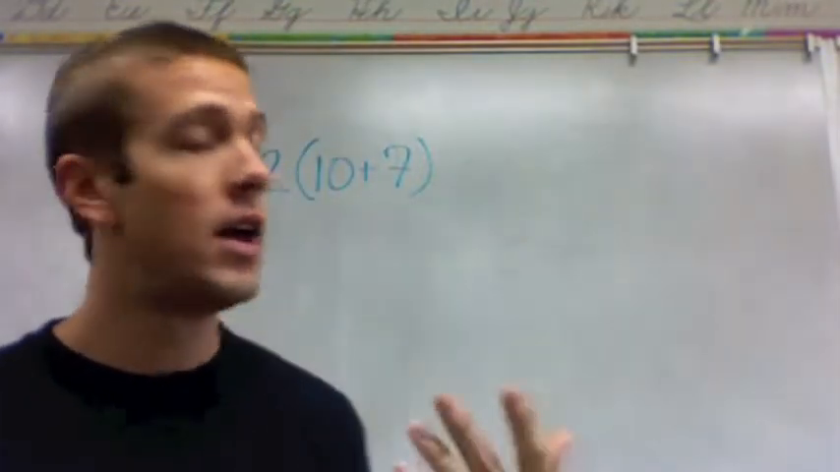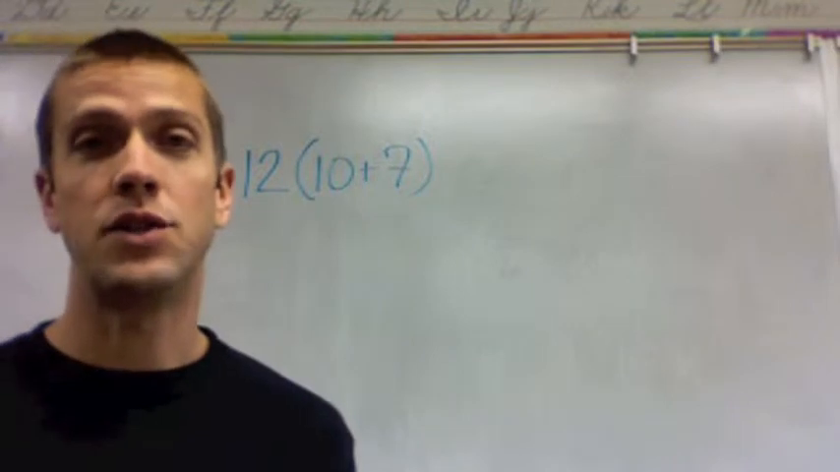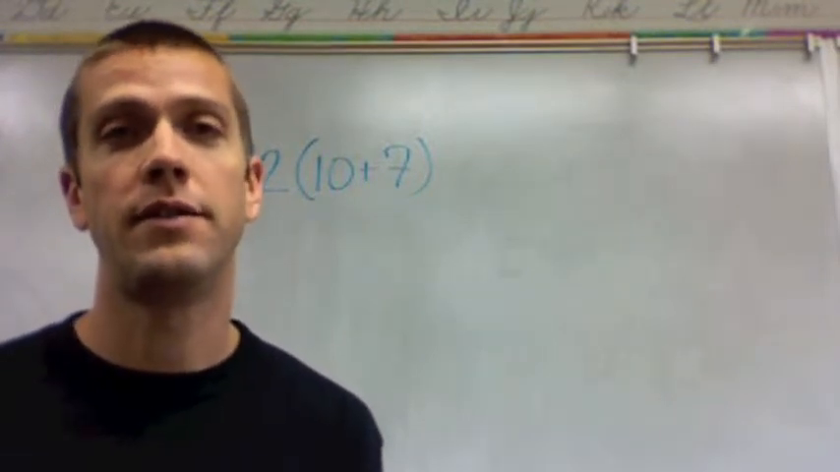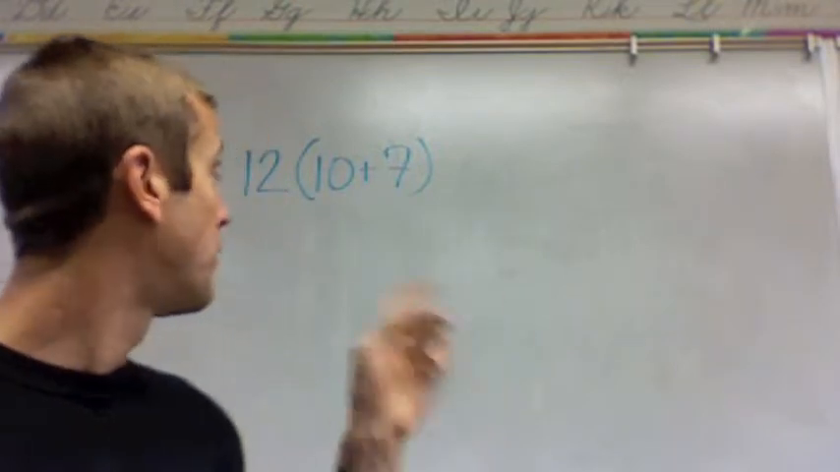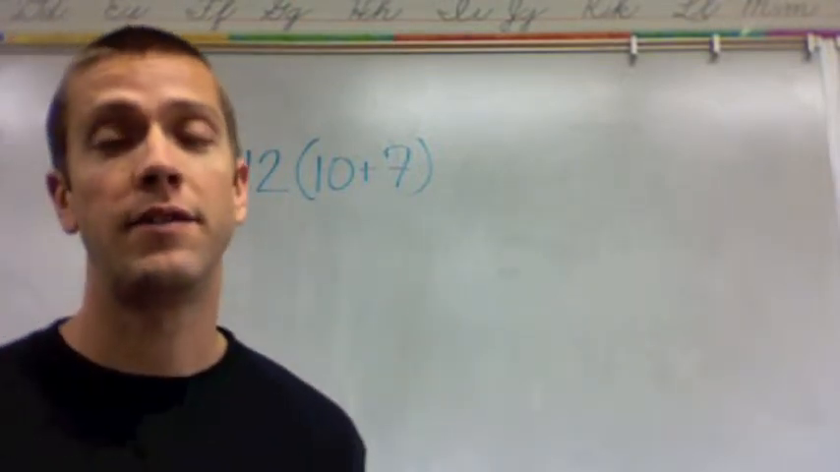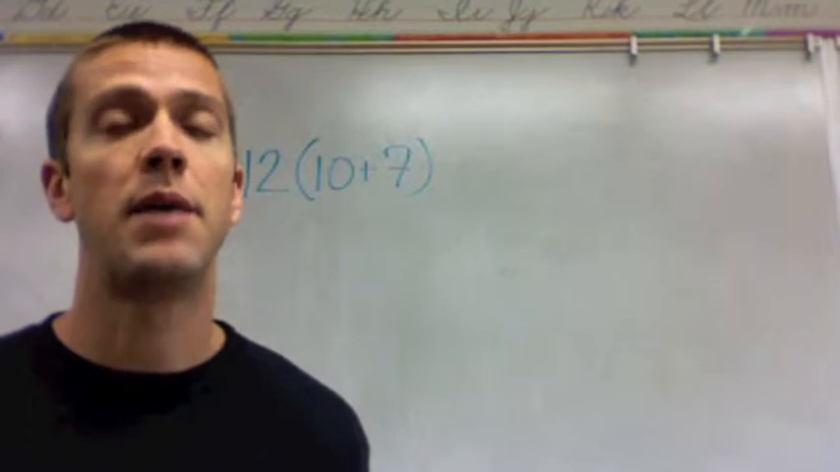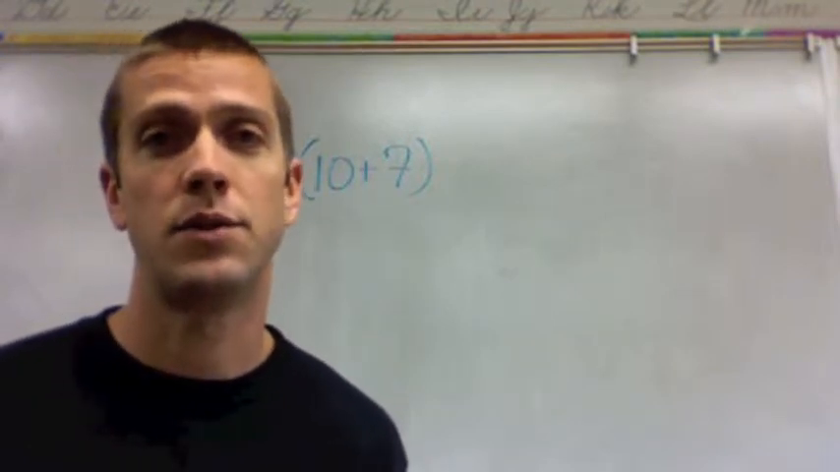Now up on the board, you can see a problem that says 12, and then in parentheses 10 plus 7. Well, first of all, you need to remember that that 12 next to the parentheses means to multiply. So whatever is in that parenthesis, you need to multiply it times 12.